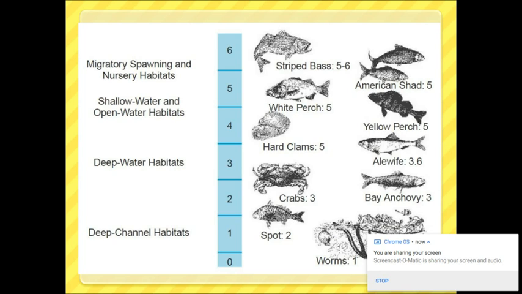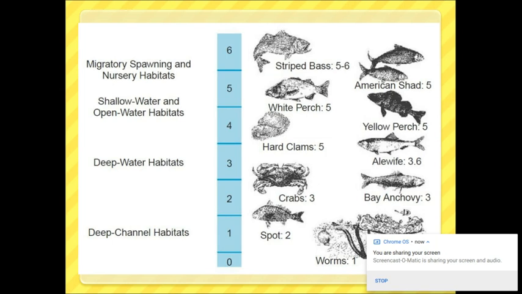If you look at the range of dissolved oxygen, you can see that striped bass need 5 to 6, white perch 5 to 6, and then we start to get to things like worms and spot, 2 and 1. So most of our fish that we would eat need that higher level of dissolved oxygen.